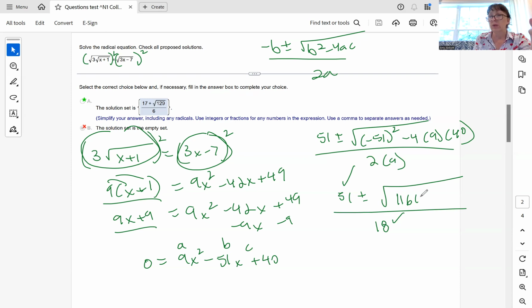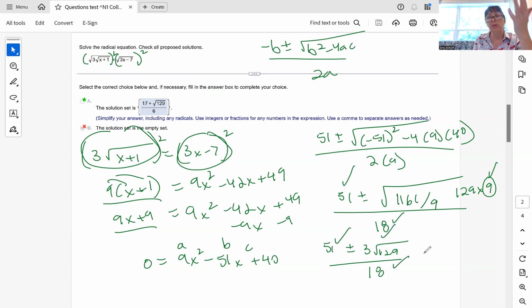So maybe we can get a 3 out of the radical, and we can, because if you divide by 9, 9 goes into 1161, 129 times, 129 times 9. Square root of 9 is 3. And all 3 of those chunks divide by 3. You have to do each and every piece of it.